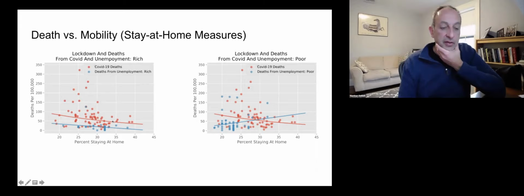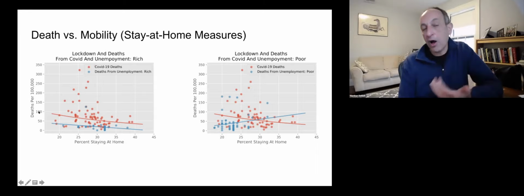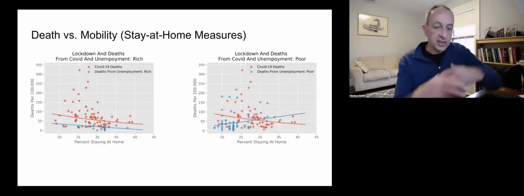So here's an interesting curve that you see on the left. This is all about the rich people. Orange is about COVID-19 deaths. So a point on this curve, for example, this particular point reads as follows. It has 25% stay home, and it resulted in about 100 per 100,000 deaths due to COVID-19, okay? And you can easily see, we found different counties with different stay home percentages. We plotted this curve, and when we didn't have it, we extrapolated.